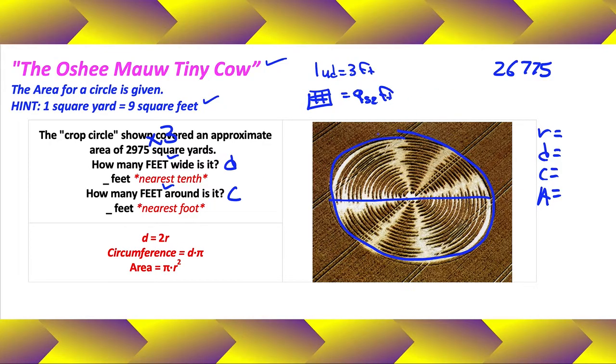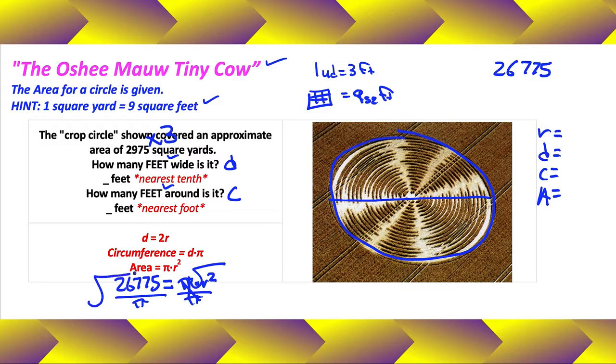So the area, 26,775, is going to equal pi times r squared. Now, how do we solve this for r? Easy. Divide both sides by pi. You could simplify that, I don't like to. I'm just going to go ahead and square root everything.